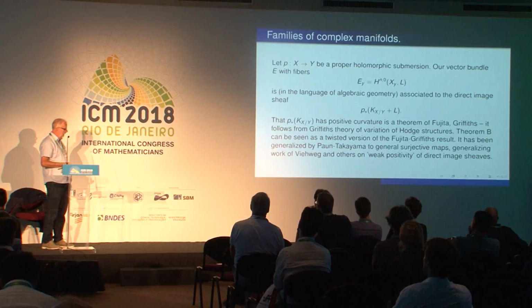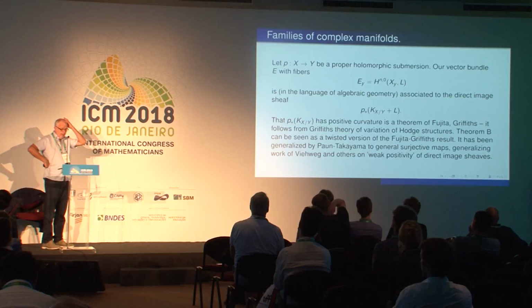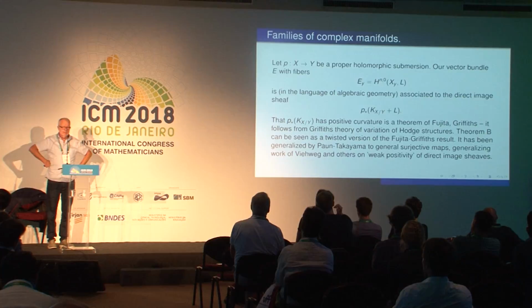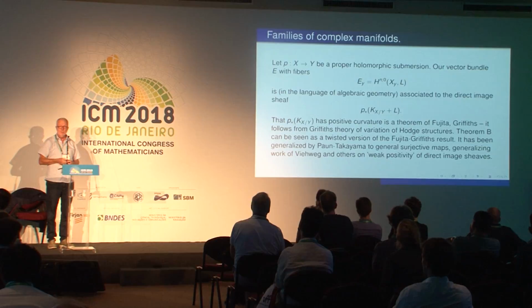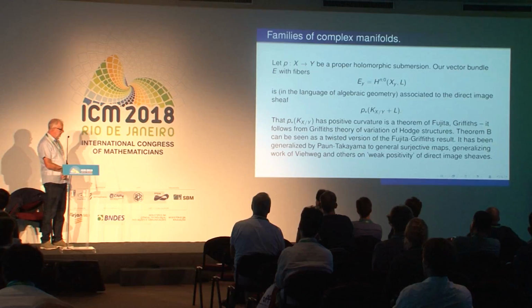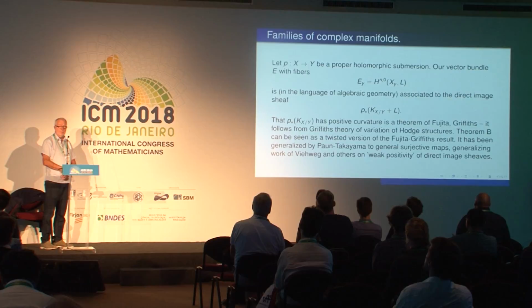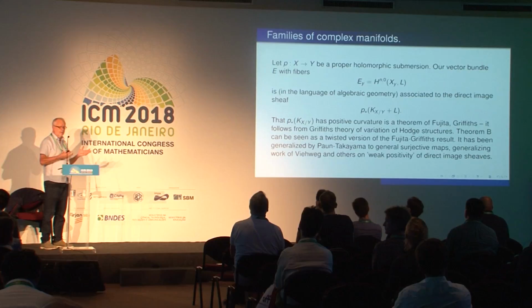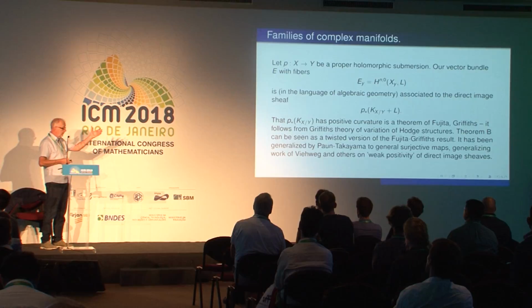Now, if you forget about the L in this situation, then the theorem that I described is actually a known theorem in algebraic geometry. It's due to Fujita and Griffiths. So it follows from Griffiths' theory of variation of Hodge structures, that the bundle is positive in that case when there is no L there. So the theorem can be viewed as a twisted version of this consequence of variation of Hodge structures. There are other ways to get twisted versions also, but this, as far as I know, is the only way that you get some sort of metric positivity. You get really a metric on the bundle, and the curvature in the classical sense of metrics on holomorphic vector bundles is actually positive.